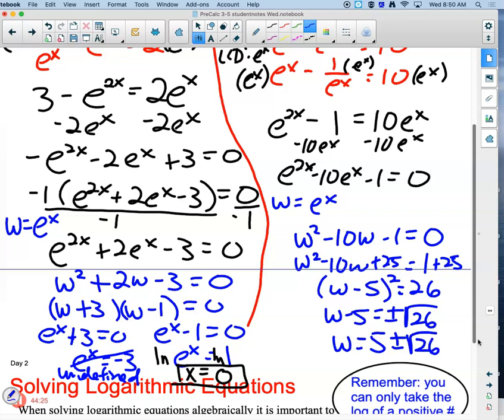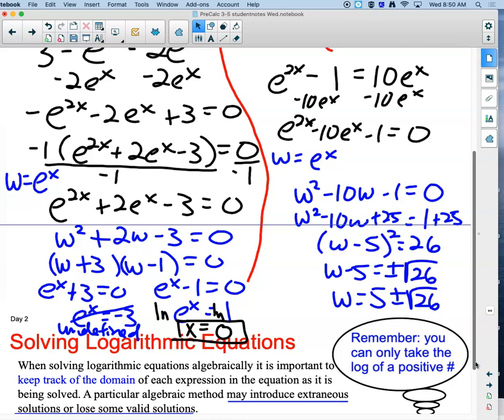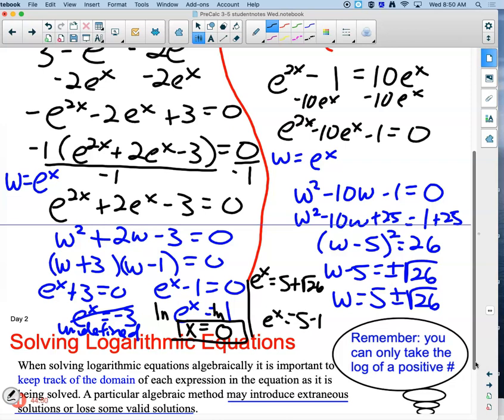And we would remember, wait a second, I have to put my e to the x back in there. Remember, we only did that so we could solve the quadratic. We only put that w in for e to the x so that we could get to the point where we could solve the quadratic. So it really is e to the x equals 5 plus the square root of 26, and e to the x equals 5 minus the square root of 26.